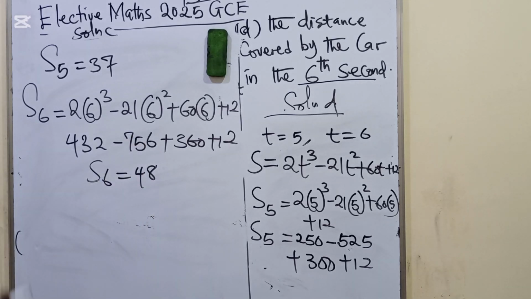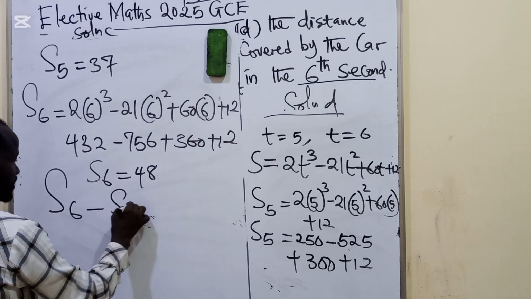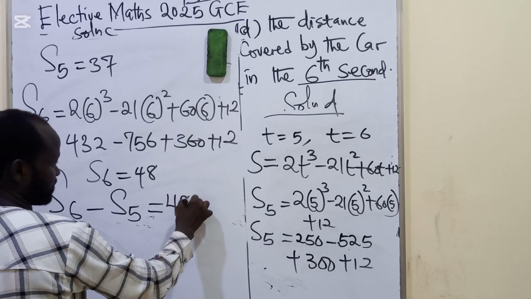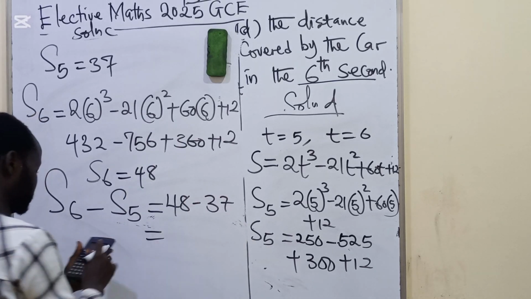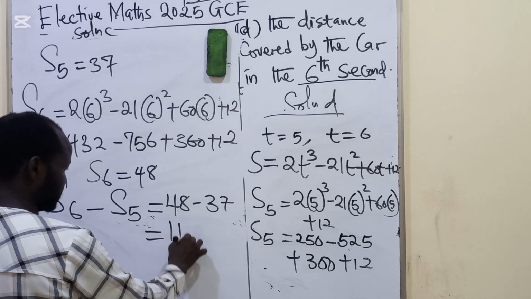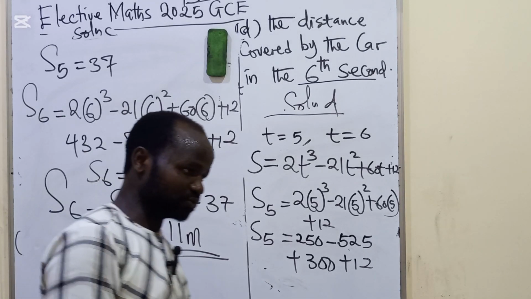The distance covered now by the car in the 6 seconds will be when t is 6 minus when t is 5. That will be 48 minus 37. What are we going to get? That will be 11 meters. This will be the distance. So this is the solution to D.